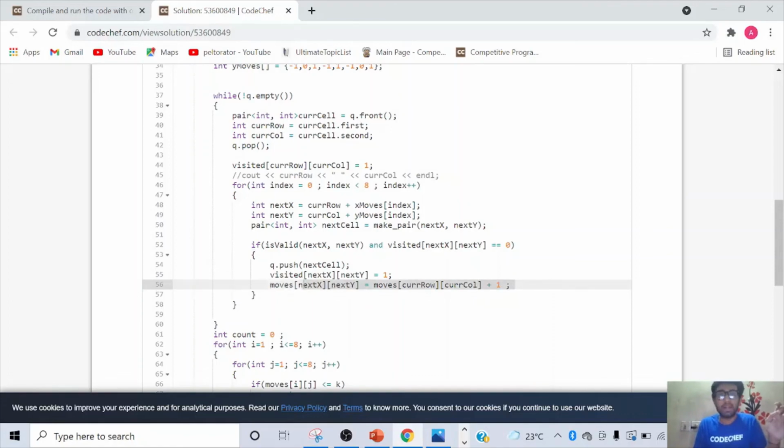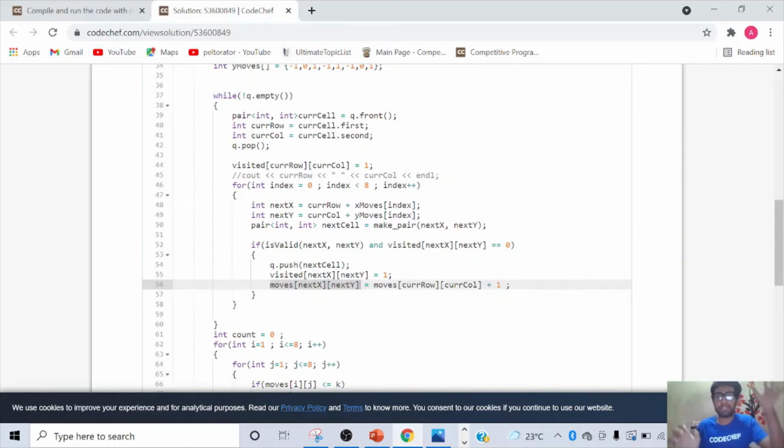This condition is because, how did we reach next x, next y? Next x, next y was reached as a byproduct of computing the neighbors of the current row, current column cell. So since we computed the neighbors of current row, current column and reached next x, next y, the difference between them is 1. That is why we say next x, next y can be thought of as a child of current row, current column.